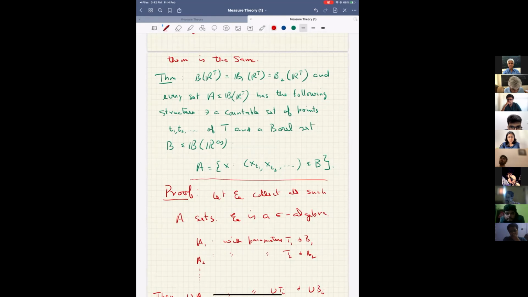But now, I'll just fix my indices T1, T2, and so on, and let me fix them till time n. So all the cylinder sets with these n indices fixed are in my big sigma algebra. So the smallest sigma algebra which contains these is also in my big sigma algebra. And this smallest sigma algebra contains my set A.